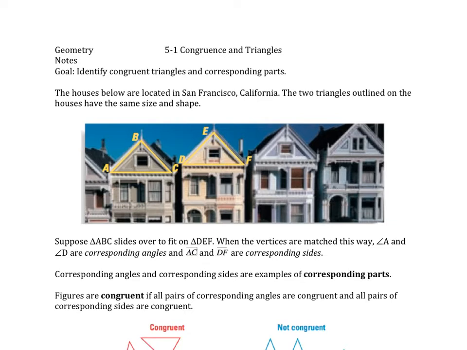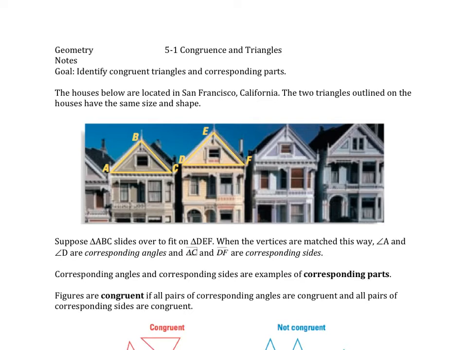So the houses below are located in San Francisco. The two triangles outlined have the same size and shape. So suppose triangle ABC, we could just take it and slide it right over to fit over triangle DEF. When they're matched this way, A and D are called corresponding angles, and sides AC and DF are called corresponding sides.